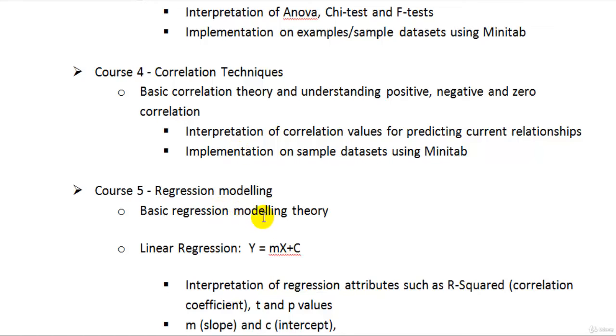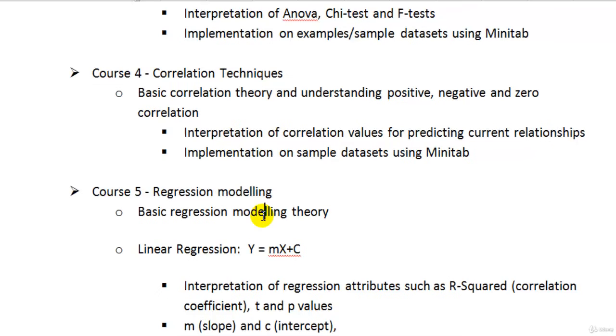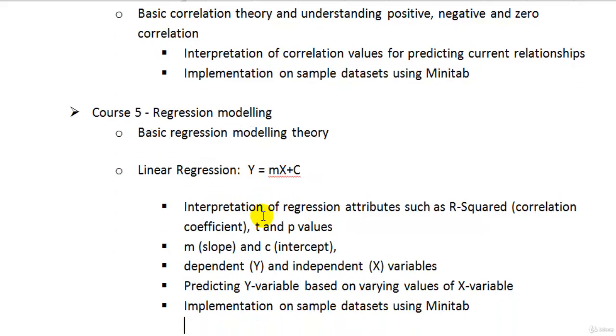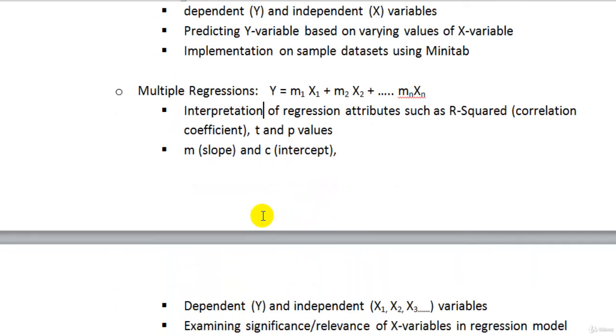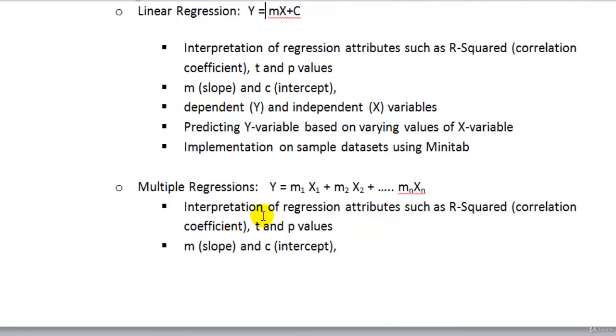Then we'll move on to course 5. That is, out here in the regression modeling, we'll study the basic regression modeling theory, which typically starts with linear regression, y equals mx plus c, which is nothing different from a straight line equation that we studied in school. And of course, we also study the implications of changes of these variables x on y. X is an independent variable, y is a dependent variable. So when x changes, y changes. By how much it changes depends on the value of m.